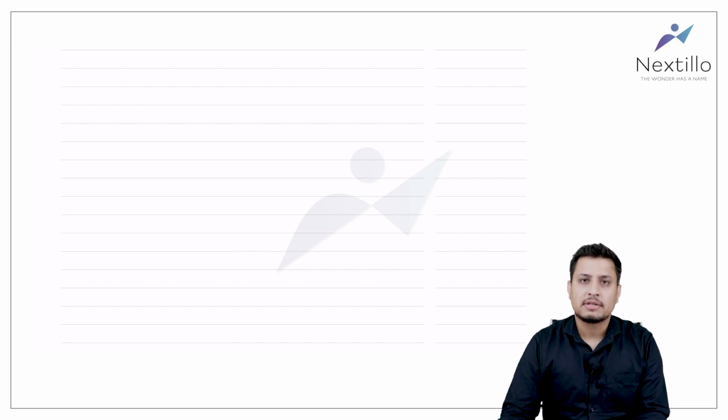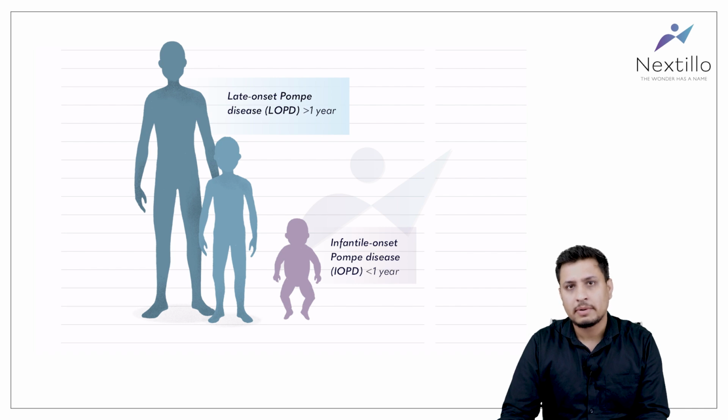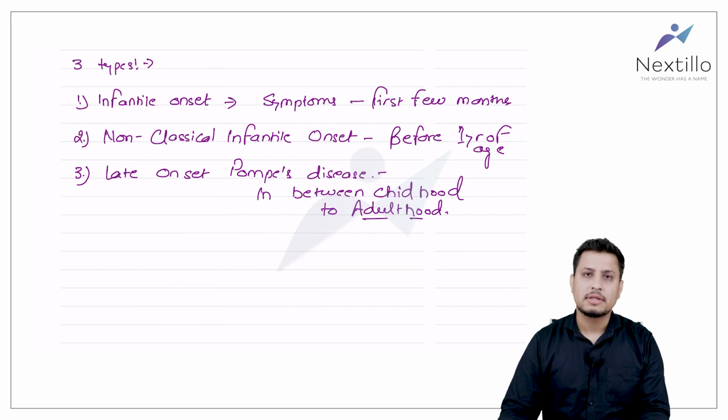So, for your extra knowledge, this disease can be of three types: infantile onset, non-classical infantile onset, and late onset. In the infantile onset, symptoms occur within the first few months of life. In the non-classical infantile onset, symptoms occur before the first year of life. And in the late onset, symptoms occur between childhood and adulthood. In the lab diagnosis, this disease can show an increased level of creatine kinase and also reduced or absent activity of the enzyme GAA.